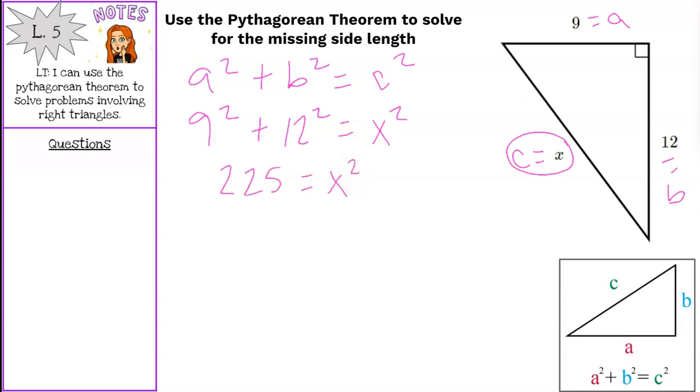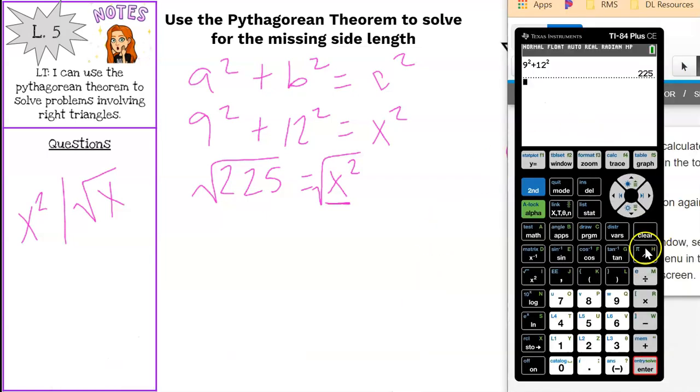Now we don't want to know what x squared is, we want to know what just x is. That variable is not by itself yet. So here comes another way of solving an equation, which is to get rid of a square with its opposite. The opposite of squaring a number is taking the square root of a number. So we're going to take the square root of the left side and the square root of the right side to solve this problem.